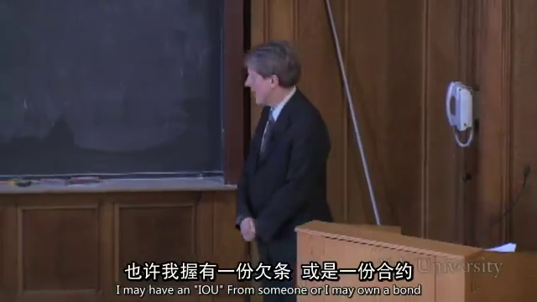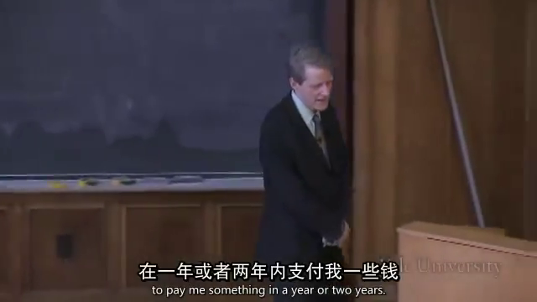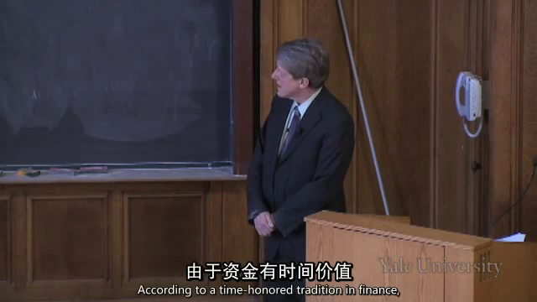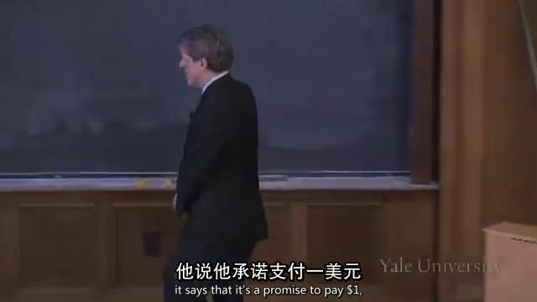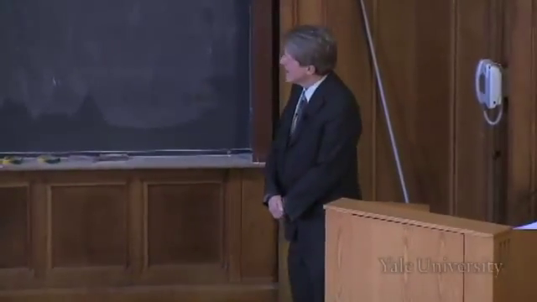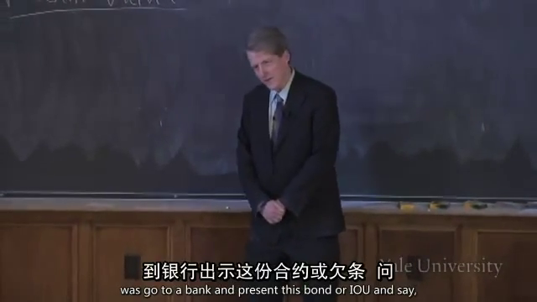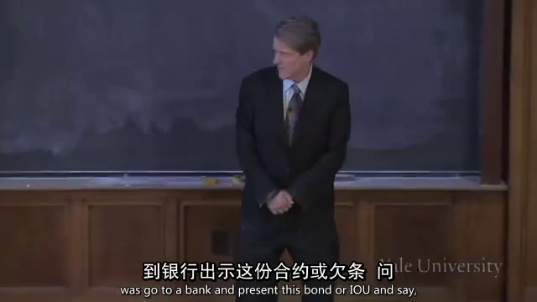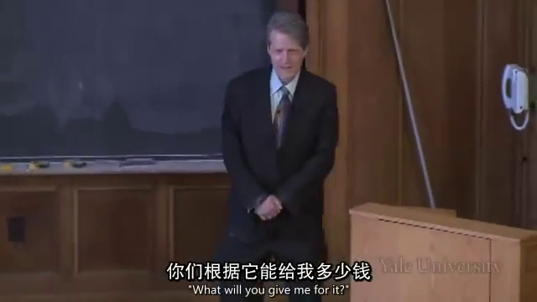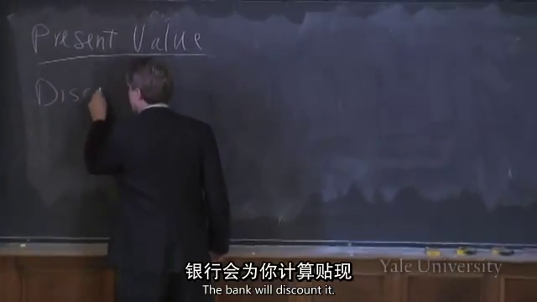Okay, so I may have an IOU from someone, or I may own a bond from someone that promises to pay me something in a year or 2 years. According to time-honored tradition in finance, if it says that it's a promise to pay $1, it's not worth $1 today. It must be worth less than $1. So what you could do hundreds of years ago and can still do today is to go to a bank and present this bond or IOU and say, what will you give me for it? Okay, and so the bank will discount it.